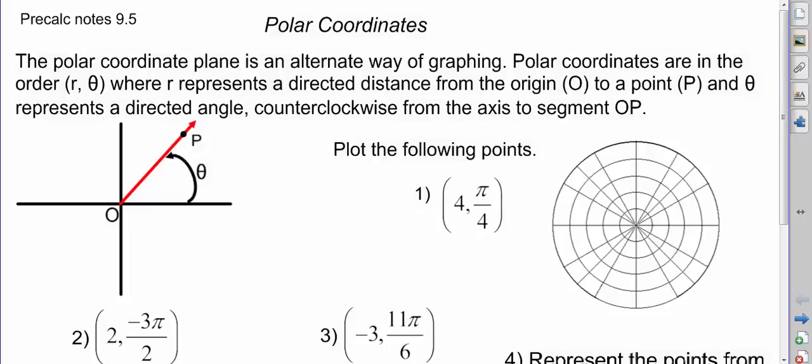Are you tired of living in a square world? Well, that's good because we're going to make things round today as we discuss polar coordinates and polar graphing.